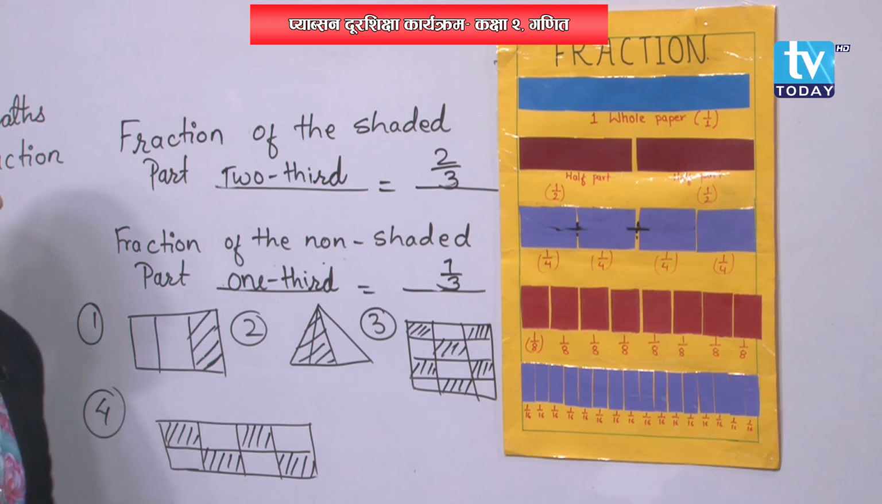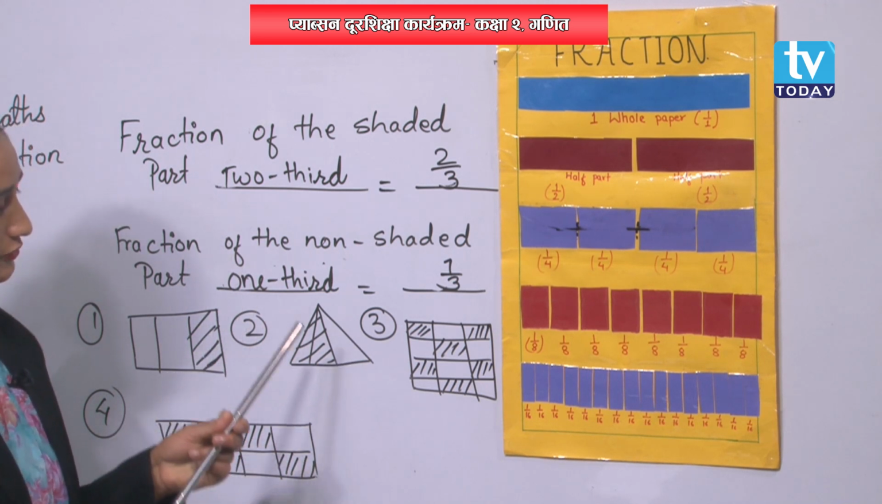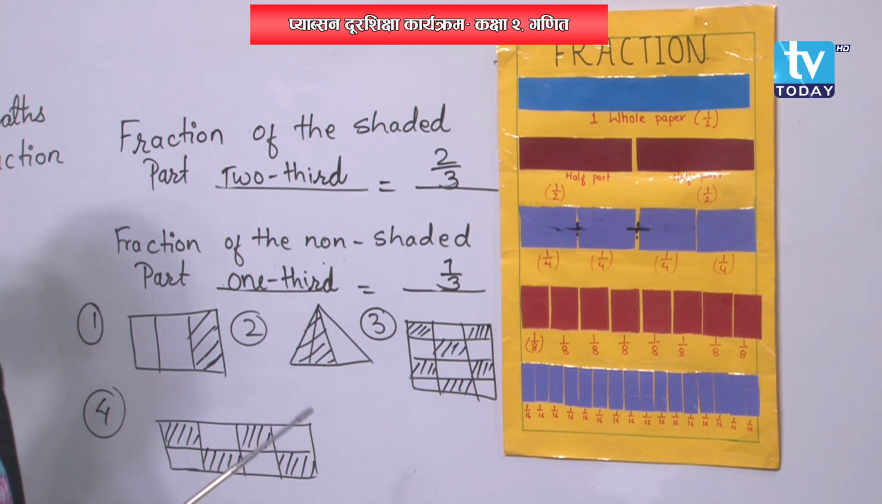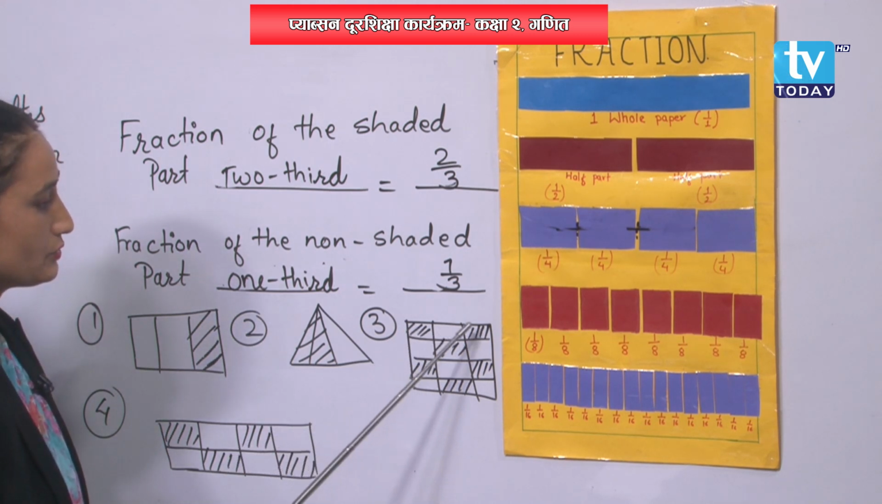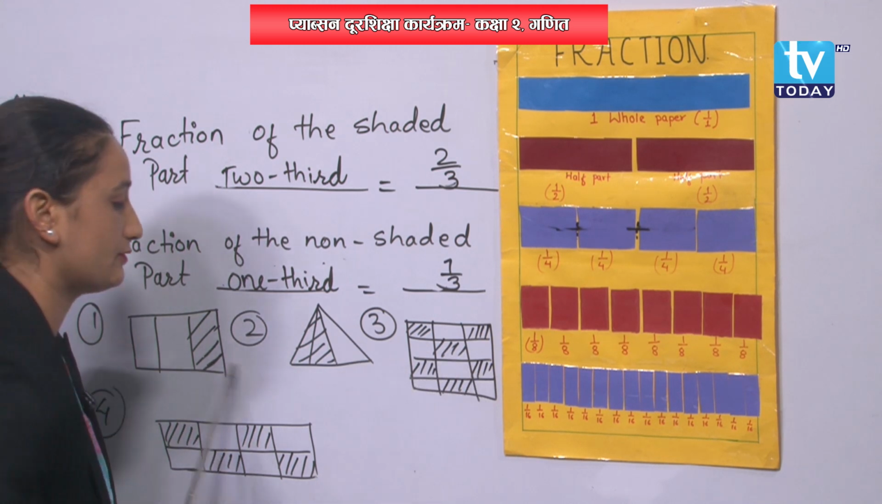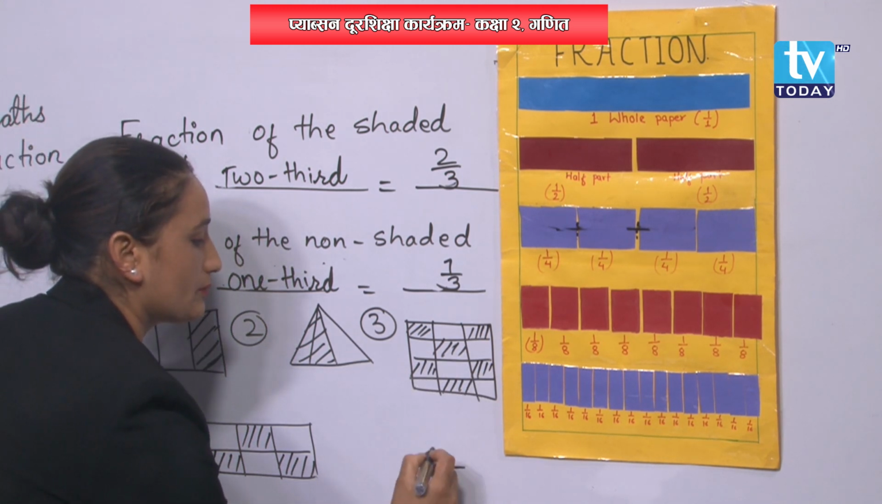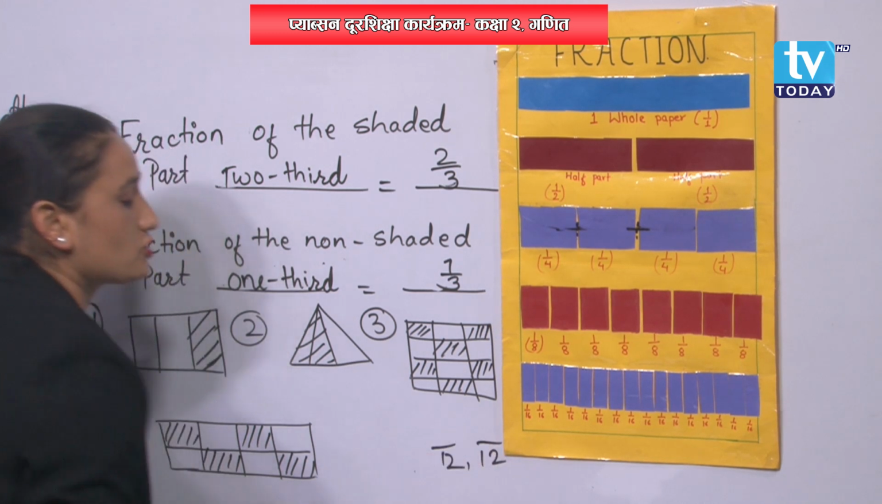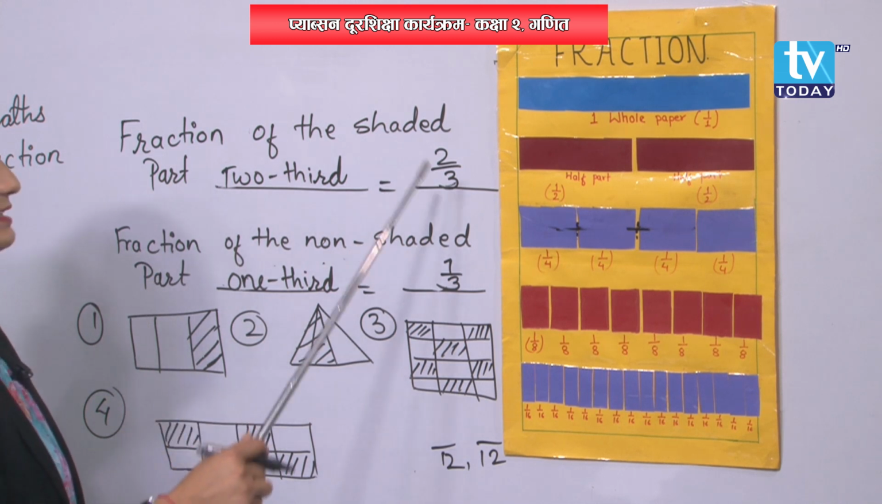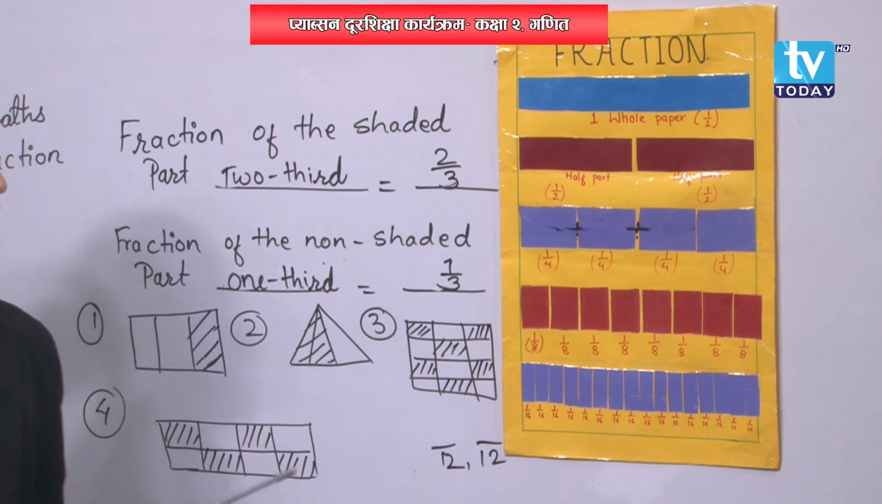Of course. Now see question number 3. Have a look at question number 3. Here, how many total parts are there? Let's count it. 1, 2, 3, 4, 5, 6, 7, 8, 9, 10, 11, 12. 12 parts. Total parts is 12. So please tell me the first one. You have to write it in the same way, okay? Tell me the first one, the shaded part.